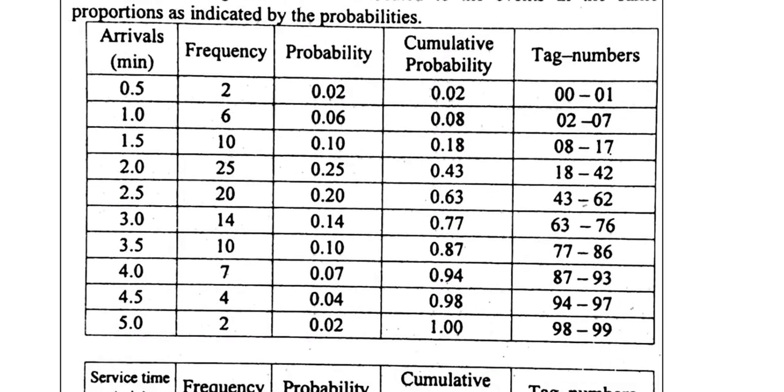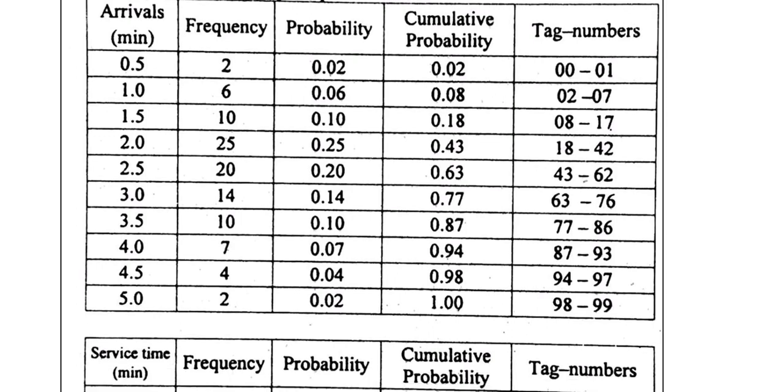The cumulative probability starts with 0.02. Next 0.06, if we add, we will get 0.08, and 0.08 we add with 0.10, giving 0.18. Adding 0.25 we get 0.43. Adding 0.20 we get 0.63, and so on. We can find the cumulative probability by adding the probability of each value.